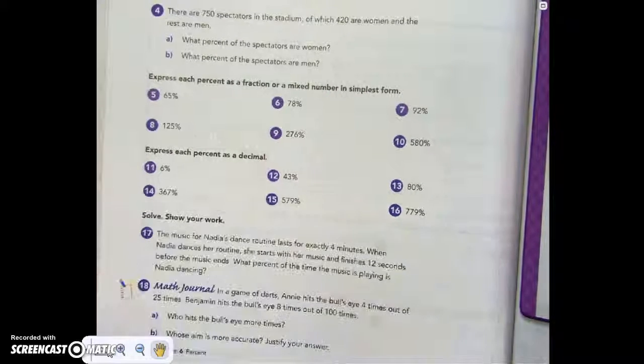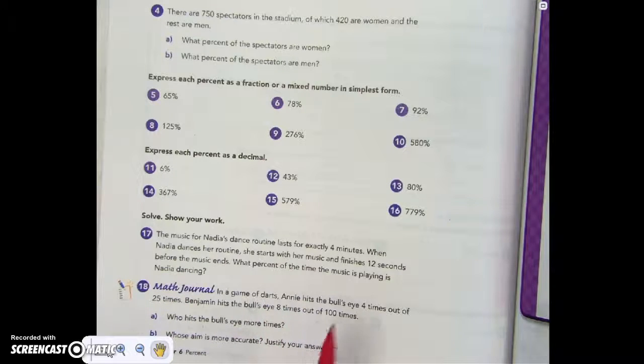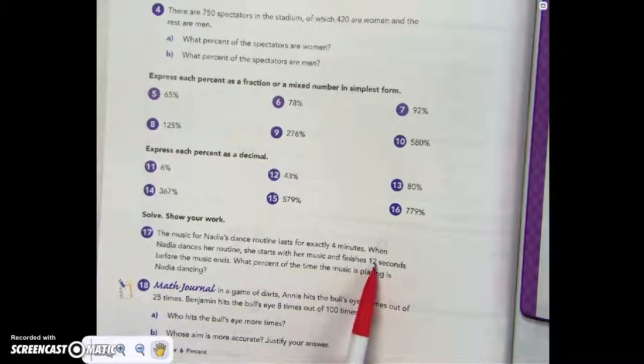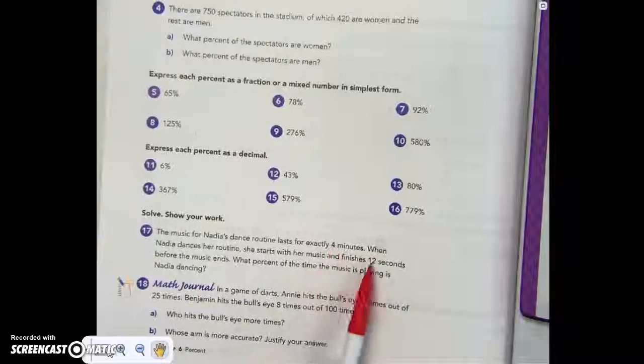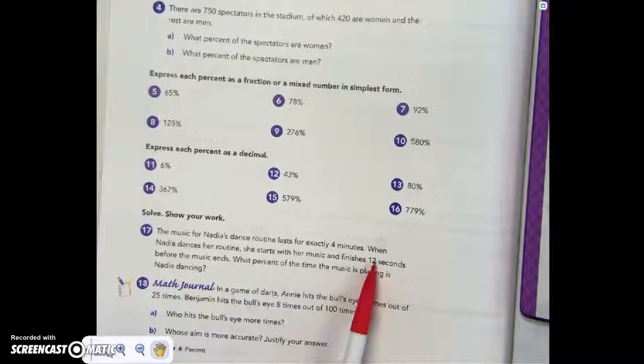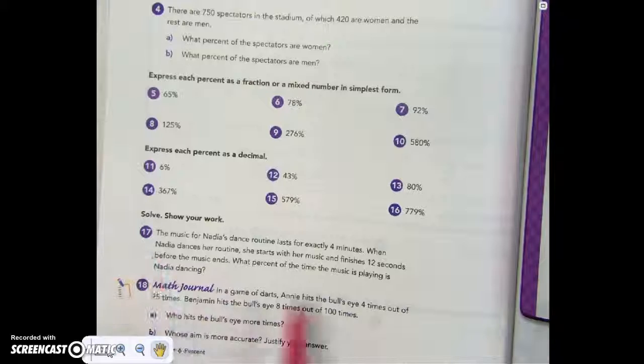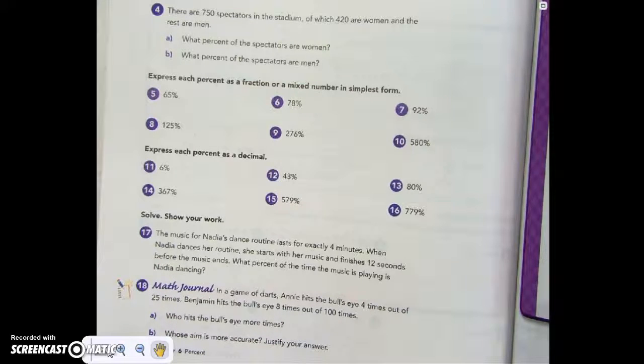Okay, so I said I'd give you extra credit if you could figure out 17. I'll give you a little hint. This is in minutes. This is in seconds. You need to change this to seconds in order to work with the same measurement, and then hopefully that'll help you figure it out if you want to do that for extra credit.